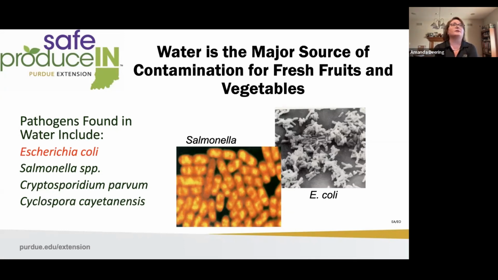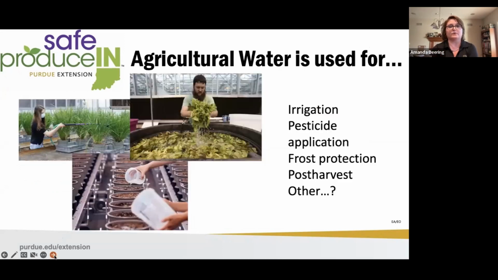So if you think about, say, irrigation water, right? If that's contaminated and we are using that to irrigate all of our crop, well, now all of our crop could be potentially contaminated, right? So that's why water is so important. And we use it for a bazillion things, right? So when we're talking about ag water, it's for irrigation, pesticide application, frost protection, post-harvest washing, whatever, right? So this is used for so much.